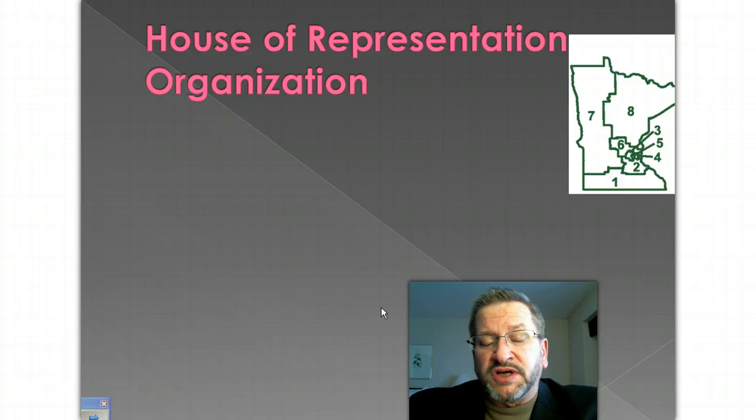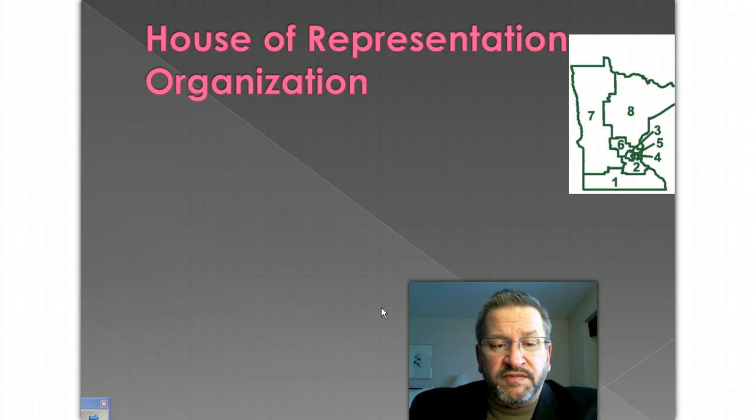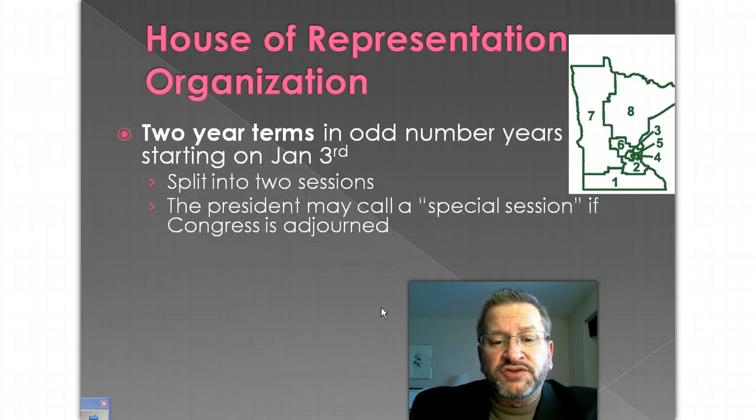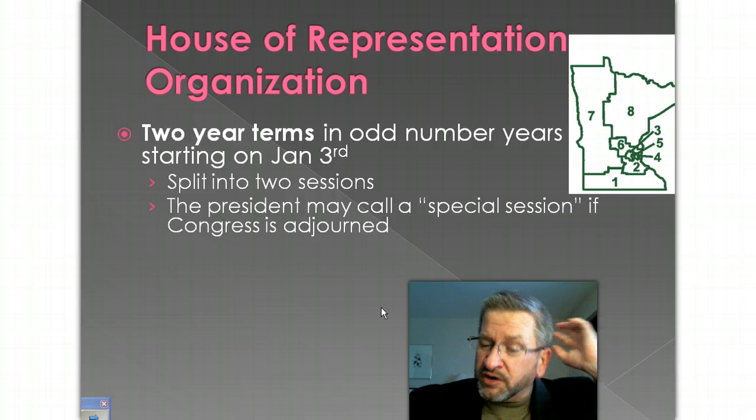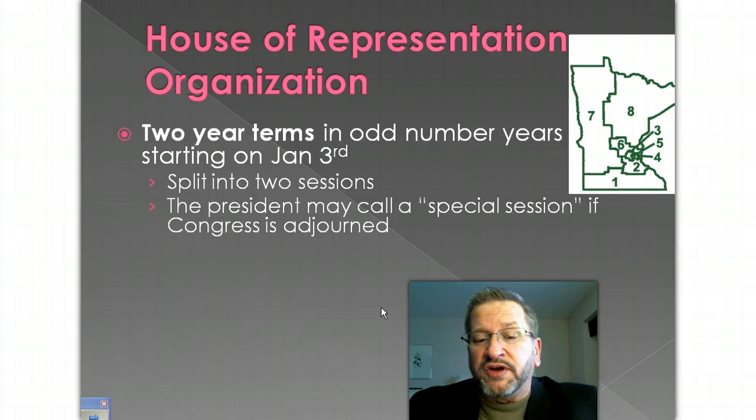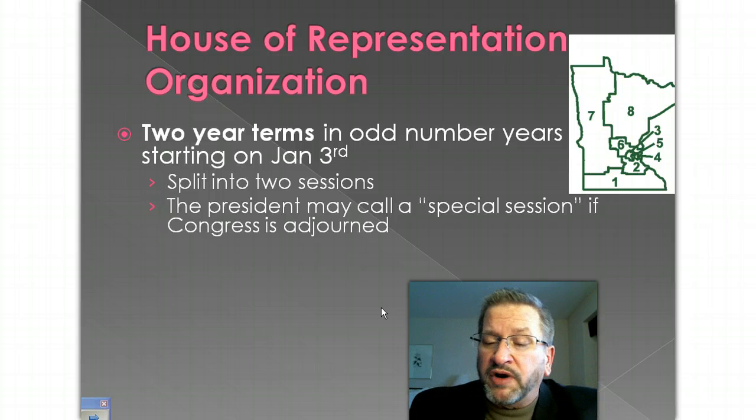So let's talk about one of those houses, the House of Representatives. The House of Representatives is organized into 2-year terms starting in odd-numbered years in January. So this fall, every single House of Representatives congressperson will be up for election. Whoever wins that election will start their term next January of 2013 and will run for 2 years to 2015.